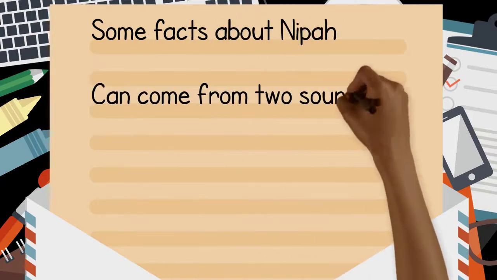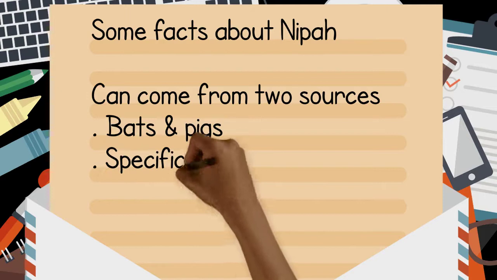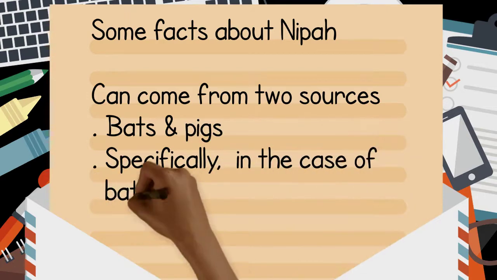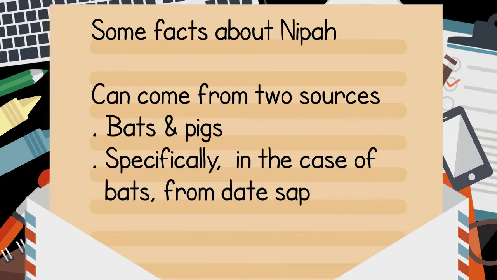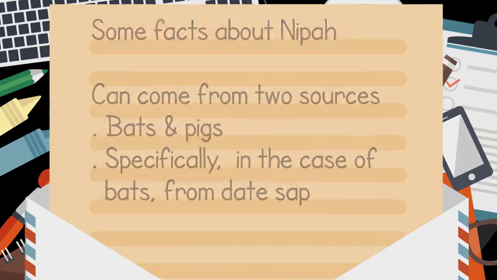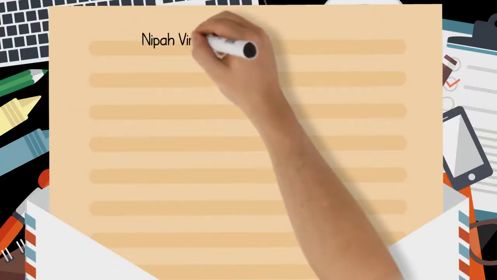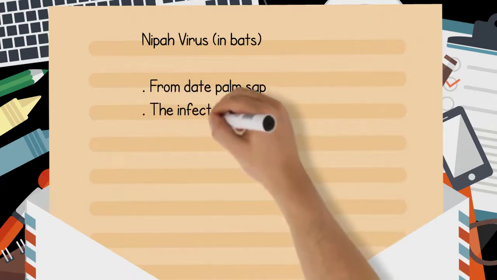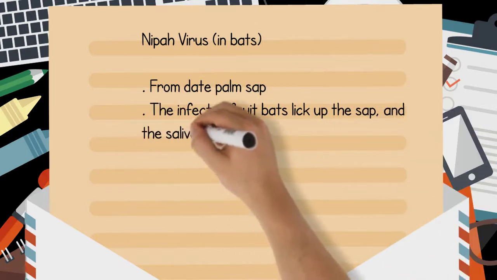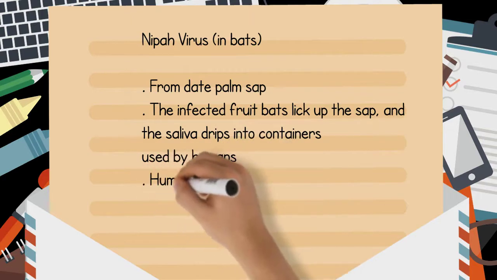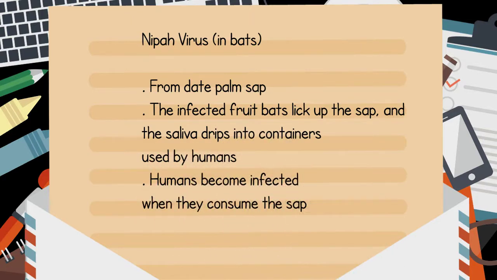Some facts about Nipah. It can come from two sources, and generally it comes from bats and pigs. Specifically, in the case of bats, it comes from date sap. When studying Nipah in bats, the method of transmission is very different from Nipah in pigs. The consumption of date palm sap by these fruit bats is what can lead to the infection of humans. Infected fruit bats lick up the sap on the tree, and their saliva drips into the containers used to collect date sap, which contaminates the sap. Humans can become infected when they drink this sap.